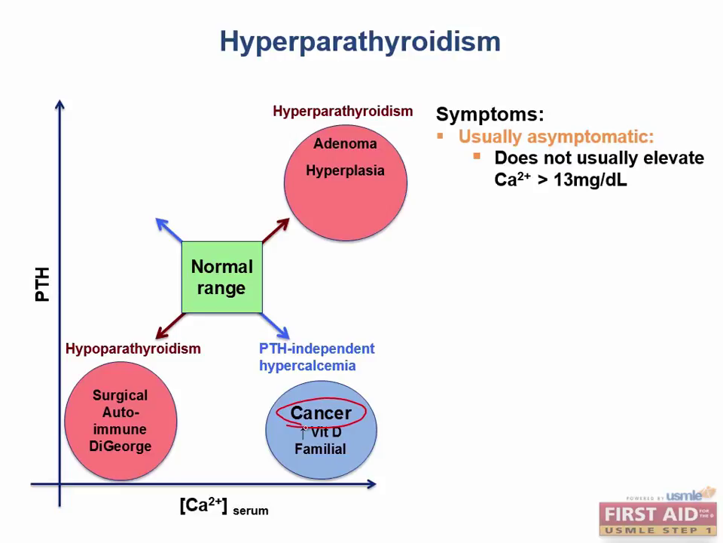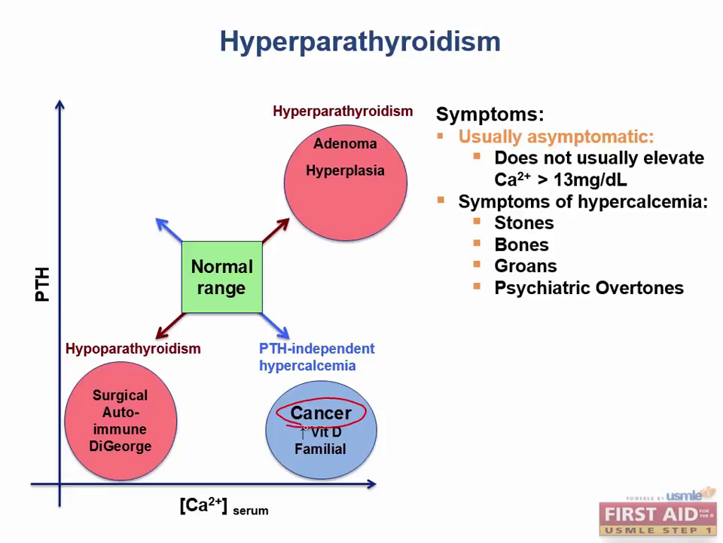But occasionally, especially in the MEN syndromes I keep talking about, the adenoma is significant enough to cause symptoms of hypercalcemia. This is the famous acronym: stones, bones, groans, and psychiatric overtones. So, stones are for the kidney stones that happen from the increased calcium in the urine.